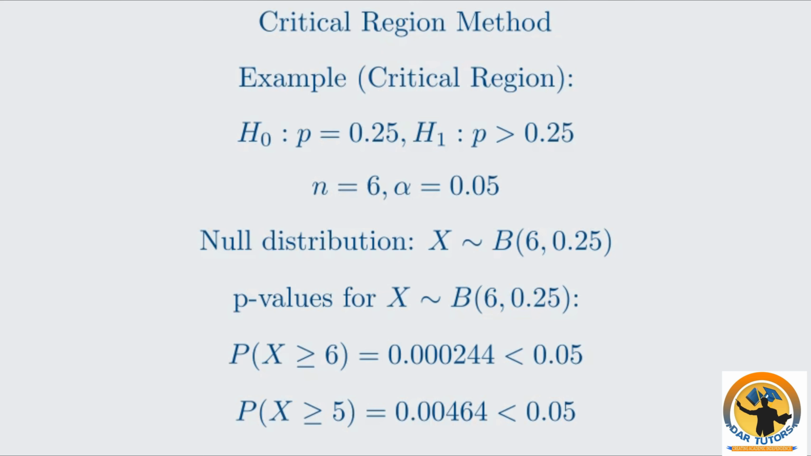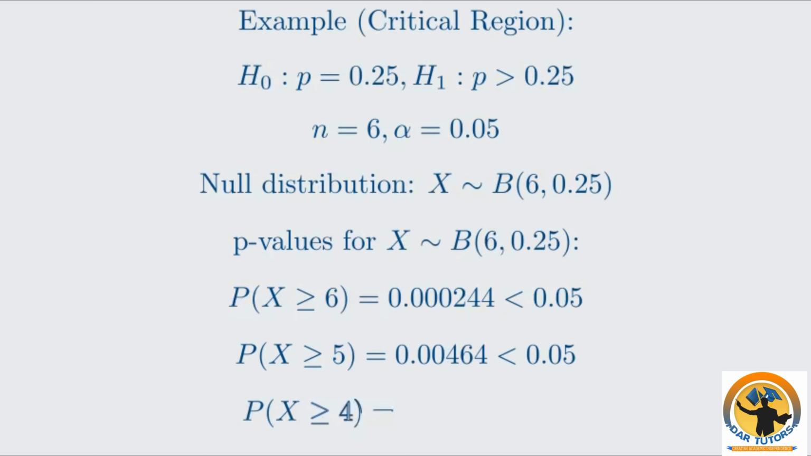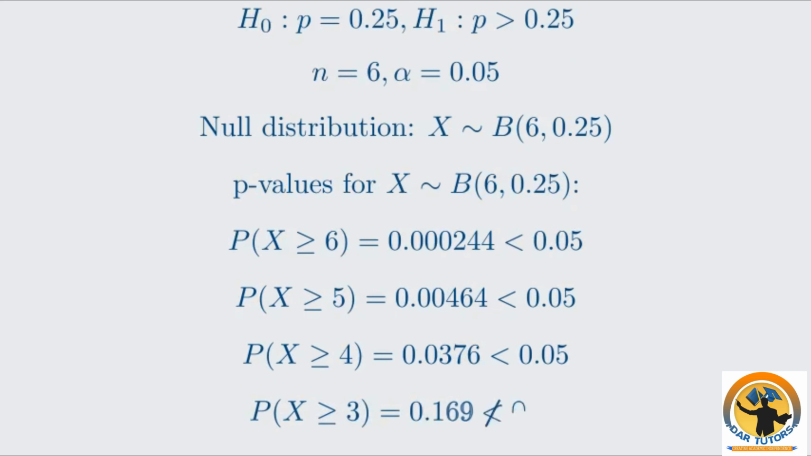Now we check the next value, x=5. P(X=5) is approximately 0.0464, which is also less than alpha, so x=5 is in the critical region. Let's check x=4. P(X=4) is approximately 0.0376, which is less than alpha, so x=4 is also in the critical region.